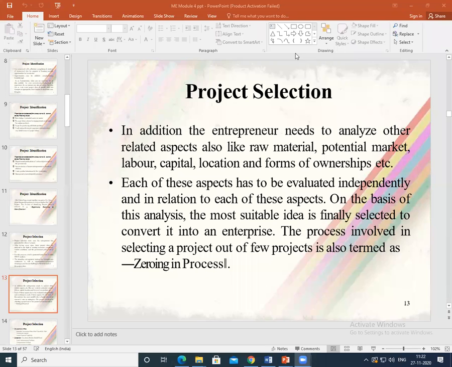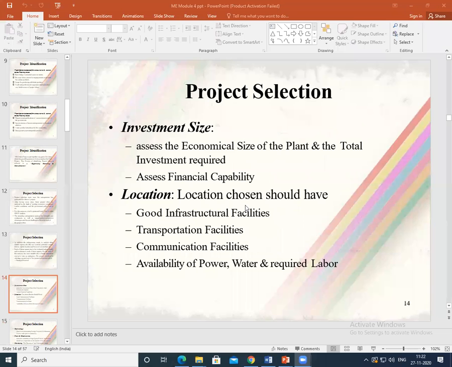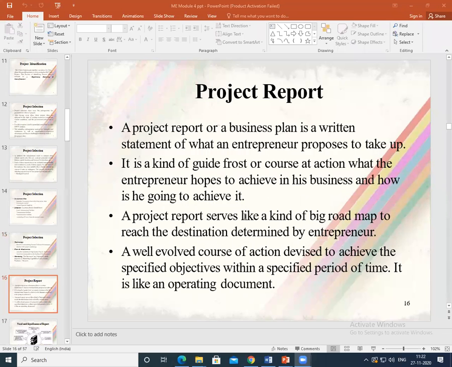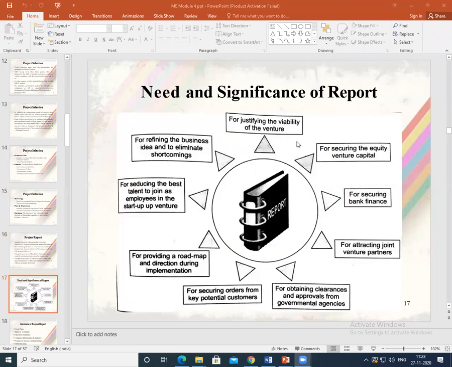So selection of the project, various external factors, internal factors. We have gone through these, and in the last class, the significance. What is the significance of a project report? We have analyzed why we need a project report. What is the major significance of this project report? We have analyzed it.